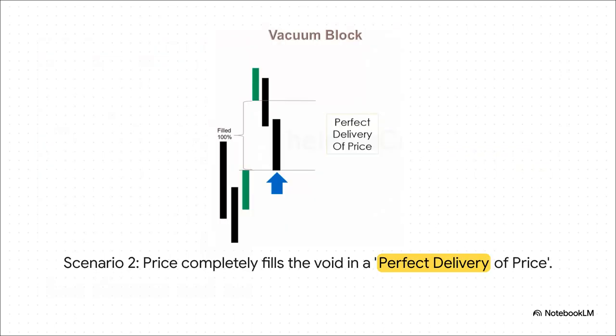But now let's talk about the second and often the higher probability scenario. Here, price just blows right past any internal structure and drives all the way back down, completely filling the entire void. This action perfectly balances the market. This is that perfect delivery of price we were talking about.